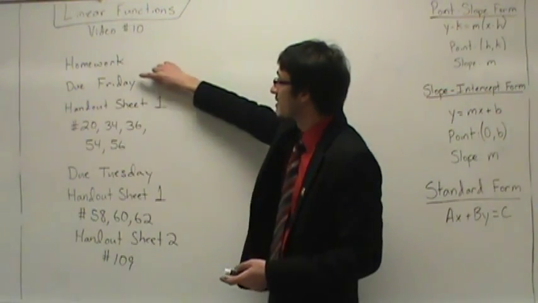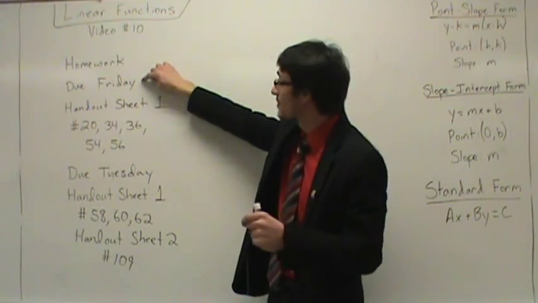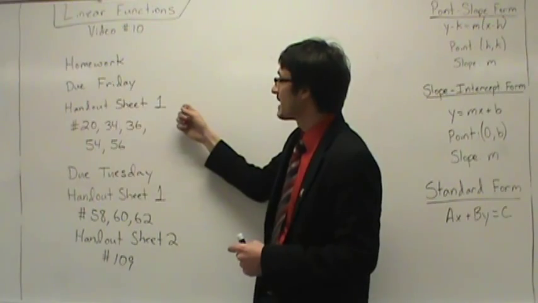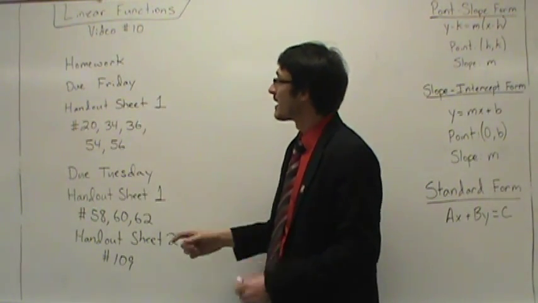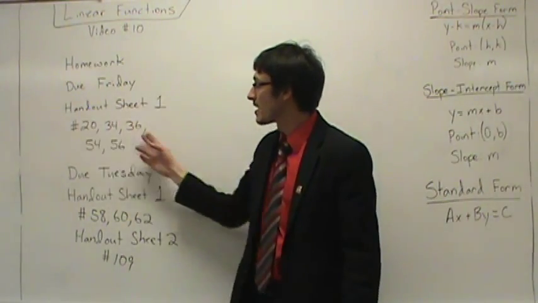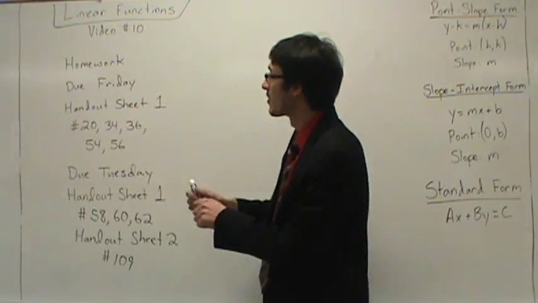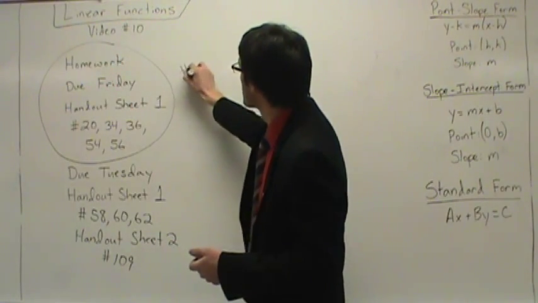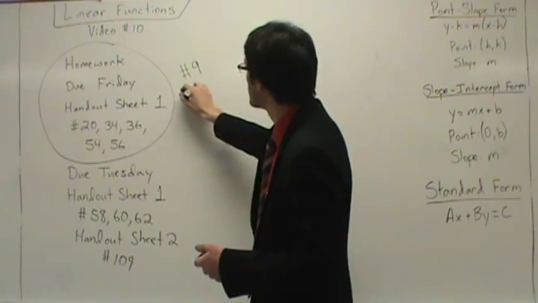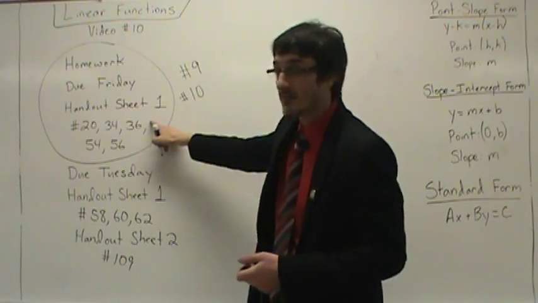The homework due Friday was actually assigned Thursday, alright? And I gave you a handout sheet. We're going to call that handout sheet number 1, okay? And the homework again that was due Friday were these problem numbers. For this homework, you can use video numbers 9 and 10. That will help you with this homework assignment.